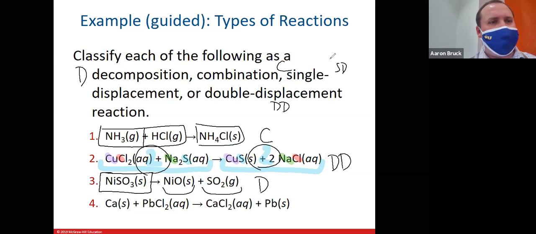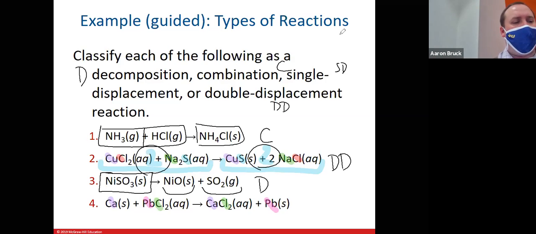In the last one here, I should again be able to recognize that there are common components on each side of the equation. I've got calcium on each side, I've got lead on each side, I've got chloride on each side. The only difference is that the chloride was with the lead and now it's with the calcium. So I know that this is a displacement reaction. The 2 elements are displacing each other.